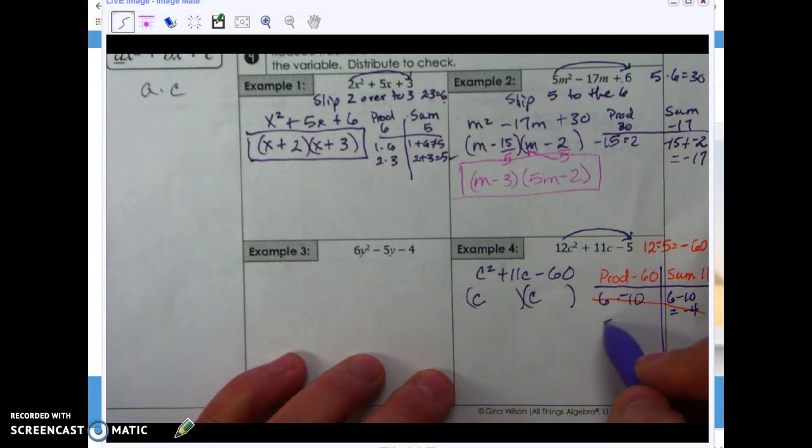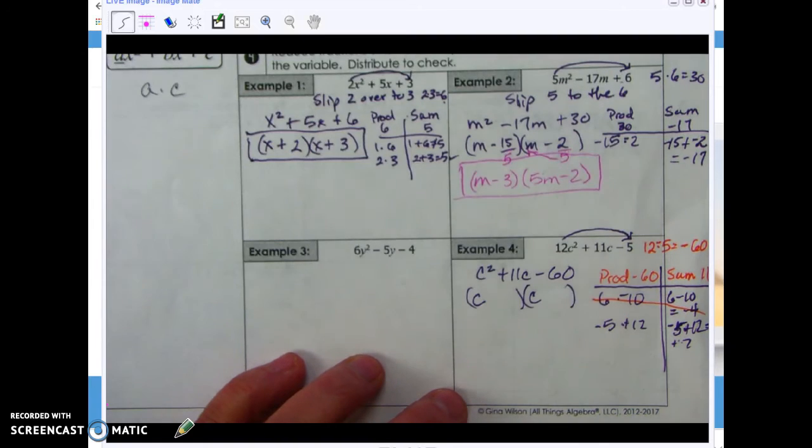12 times 5. 5 times 12, I'll make the 12 negative. No, I'll make the 12 positive because the number 11 was positive. Make that negative. So negative 5 times 12, plus 12, and that's going to equal positive 7. So that still didn't get it. And if I switched it, it would just give me a negative 7. So again, that didn't work.